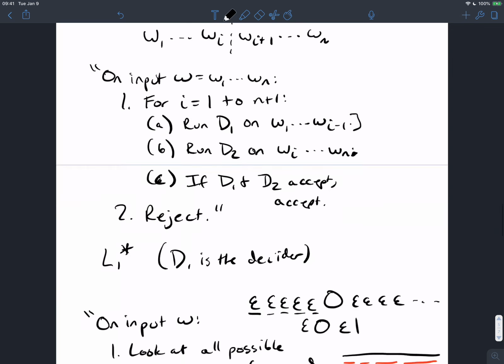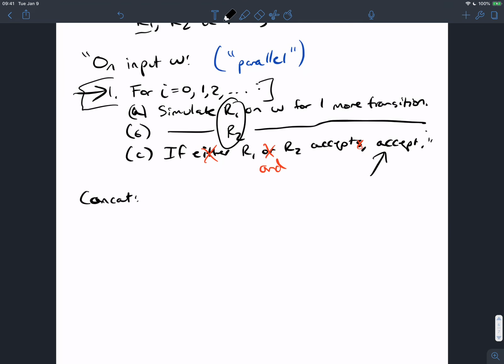It could run forever. So what do we do here? What do you think we should do? Yeah, it's a similar idea. Just run all possible of those n+1 splits in parallel. So I'm only going to sketch this. Run all n+1 splits of the input in parallel.